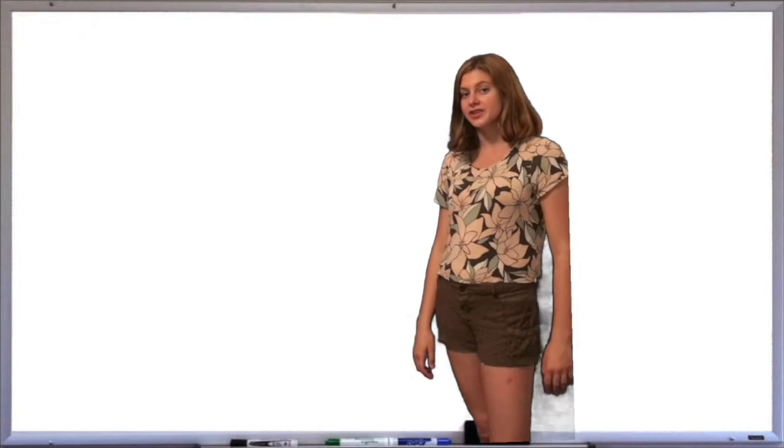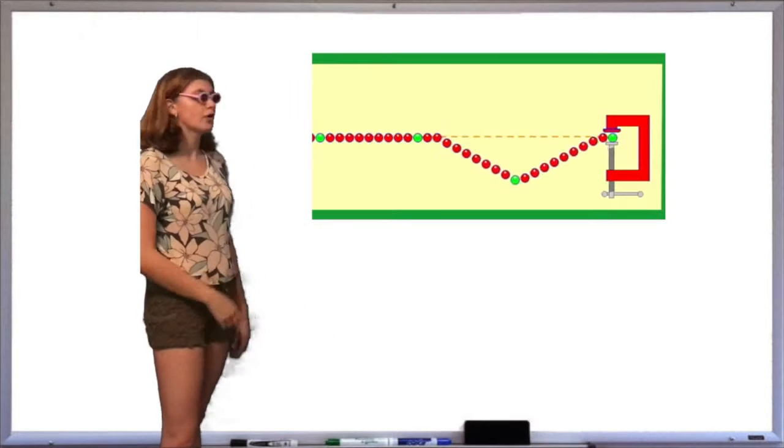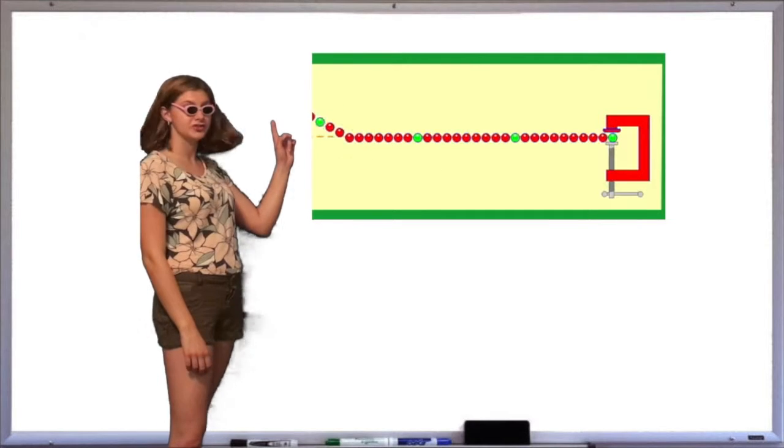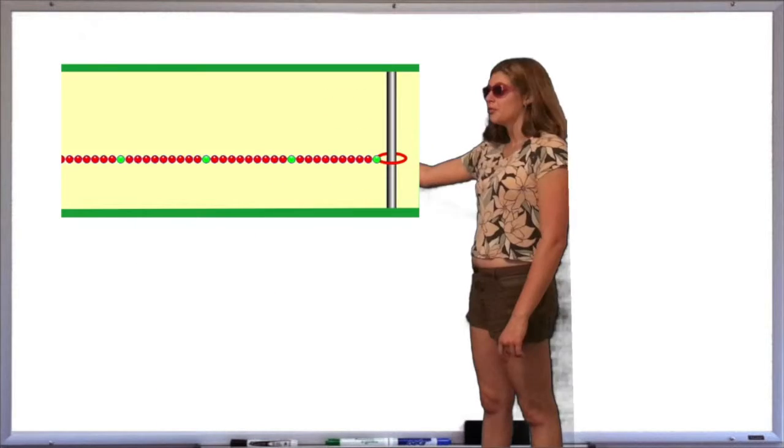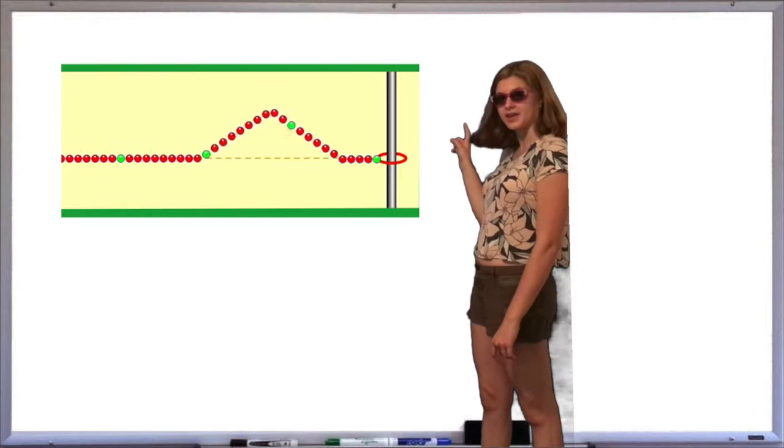Waves also act differently at different types of boundaries. When a wave reaches a fixed end, such as a knot, it inverts. When a wave reaches a free end, such as a ring, it stays in the same direction.